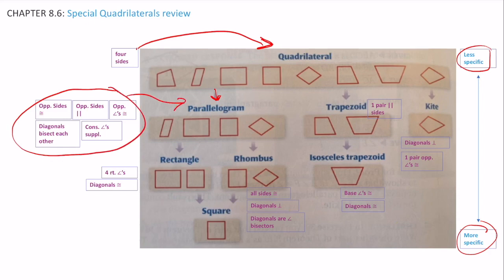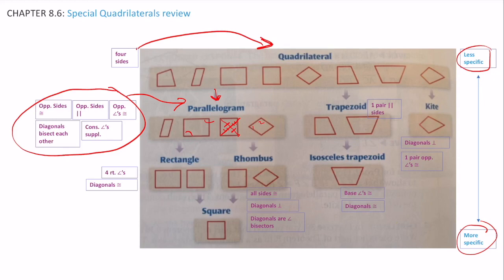It has opposite sides that are congruent and parallel, opposite angles that are congruent, so opposite angles would be like that and that. Diagonals bisect each other, so if you have any diagonals, that's congruent to that and that's congruent to that. And consecutive angles are supplementary, so like this, angle 1 plus 2, consecutive angles are supplementary. So anything that's a parallelogram has four sides because it's a quadrilateral, plus it has all of these characteristics.